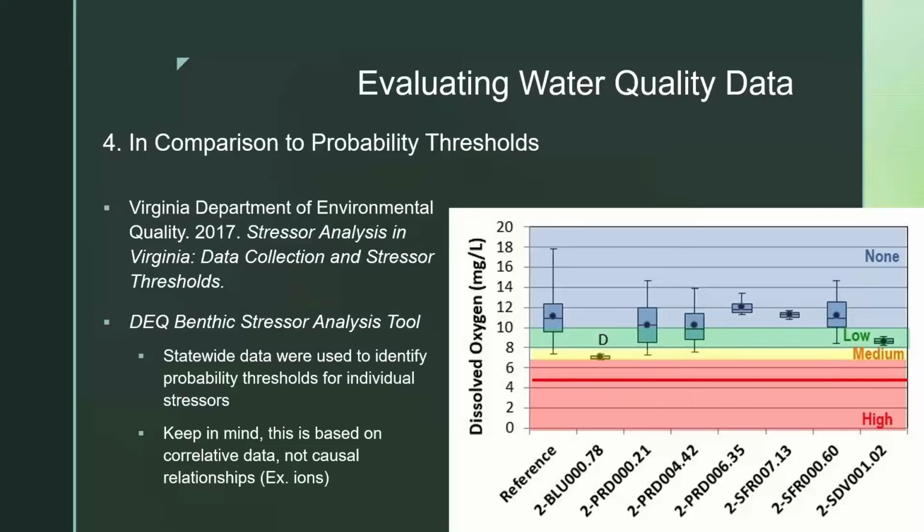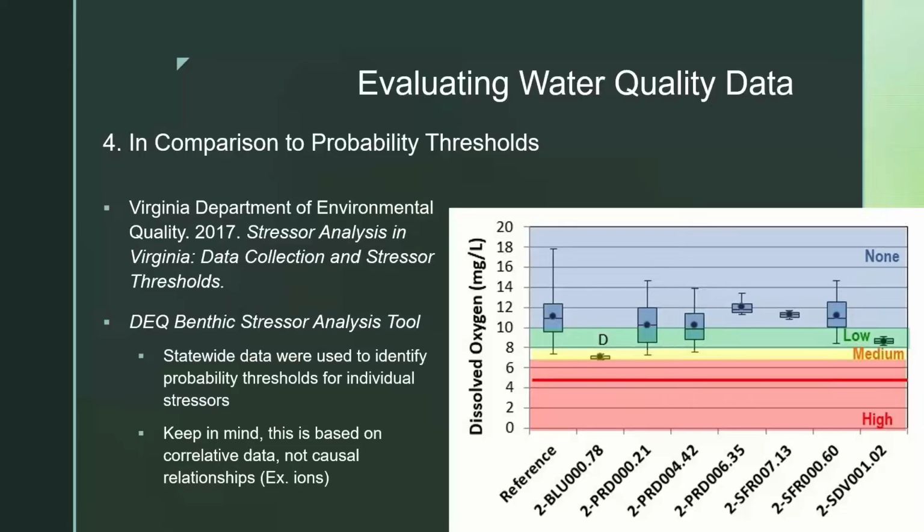So what was done in the tool, and the folks from BRO can explain this better than I can, but what was done is we looked at statewide data. I believe it's from ProbMon data, and then looked at what levels of different parameters were associated with impaired benthic communities in those particular streams. Okay.